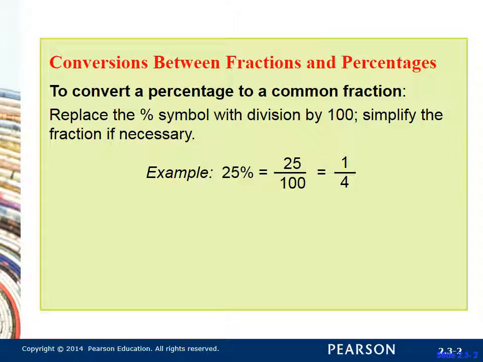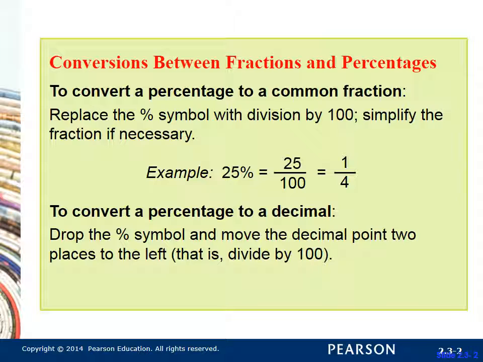So in your section notes where it has example, this is the example I want you to put, or you can use the one from the textbook if it's different. So 25%, I drop the percent sign and put the divided by 100, and then I reduce that to 1/4. Now to go from a percentage to a decimal, we're going to drop that percentage symbol and move the decimal 2 places to the left. In other words, you're dividing by 100, but the fast way to do it is I move it 2 places to the left.